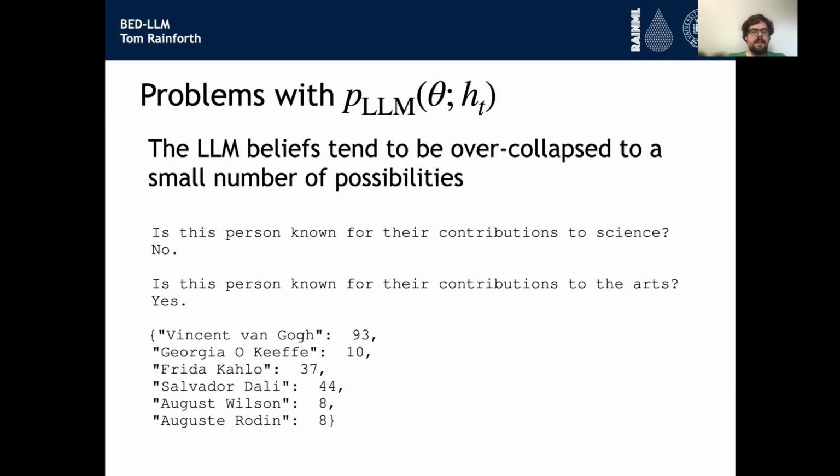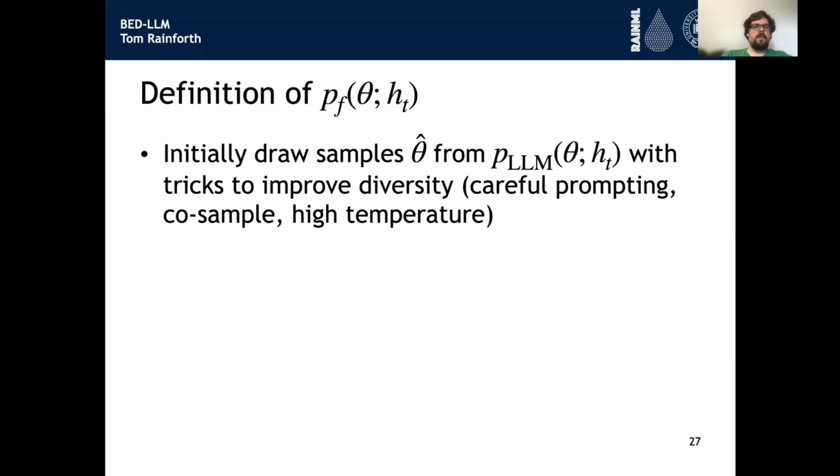So to get around these issues of not taking on board the information from the history, and also avoiding the over-collapse on certain possibilities, we're going to do a series of different things. The first step is that we are going to take that in-context distribution and generate some samples from it. But when we do that, we're going to do a lot of tricks in the background. We're going to have a high temperature.